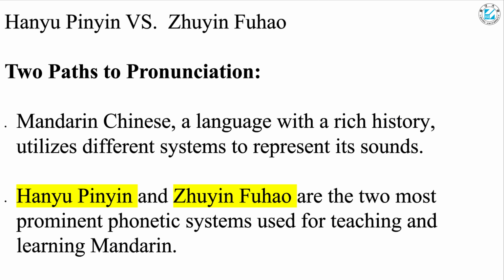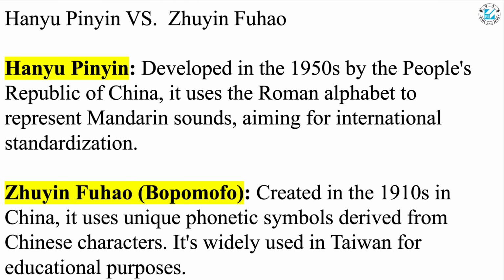Actually, in terms of Chinese learning, we have two phonetic symbols. One is 汉语拼音, another is 注音符号, or somebody might say b, p, m, f. 汉语拼音 was mainly invented by China and is widely used, and b, p, m, f, or 注音符号, is used in Taiwan. Now, let's have a look.